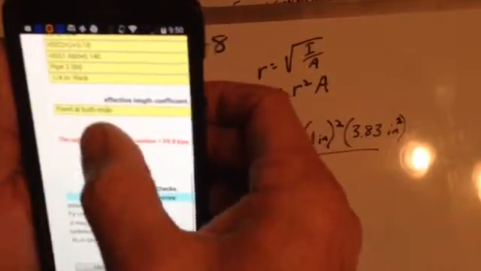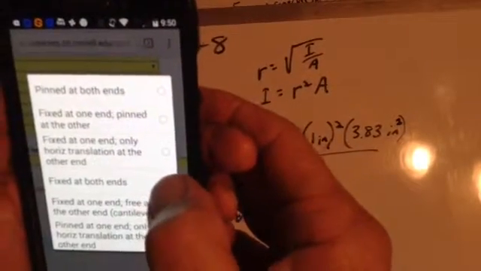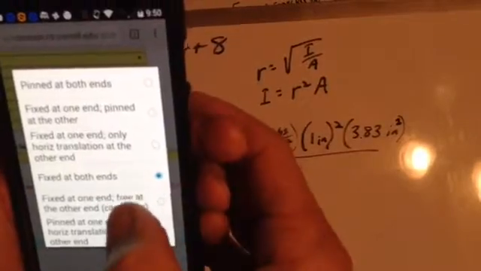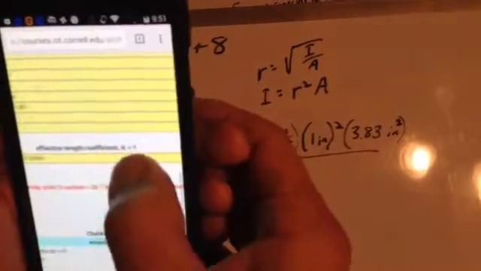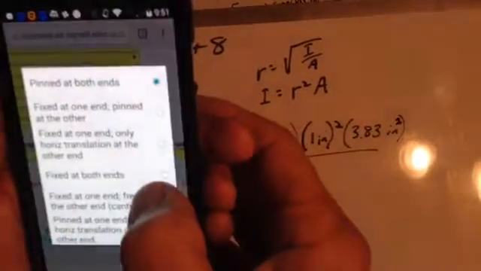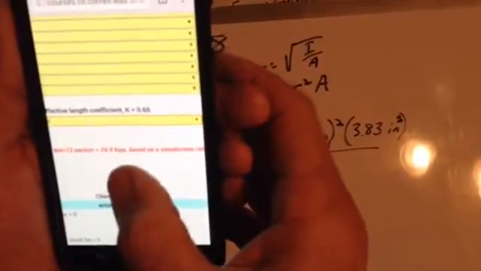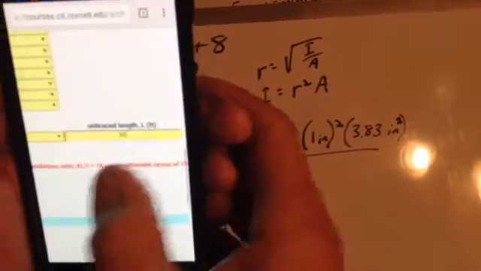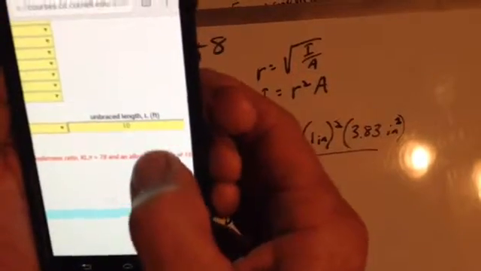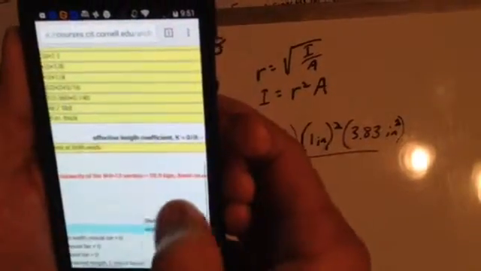Let's see. We go down here. Okay, I've already got fixed at both ends clicked. It gives you a default, I think, pinned at both ends is what you'll normally find it on, with K equal to 1, but we want fixed at both ends because that's what the failed component of my tail boom was. It was welded in place. So let's just leave that default length of 10 feet at 10 feet. We can choose whatever we want, but we'll leave it at that for now.